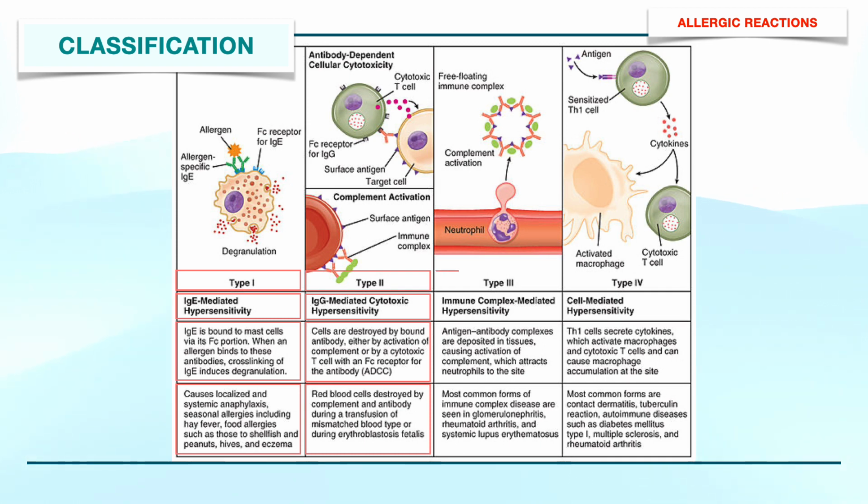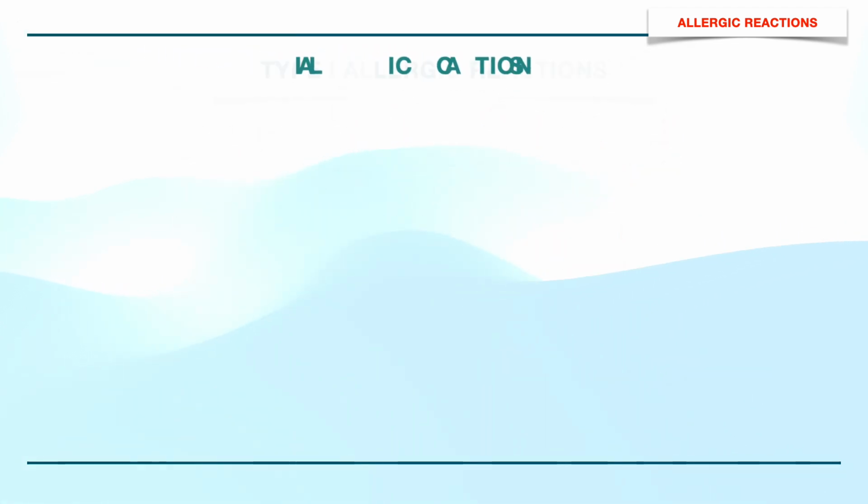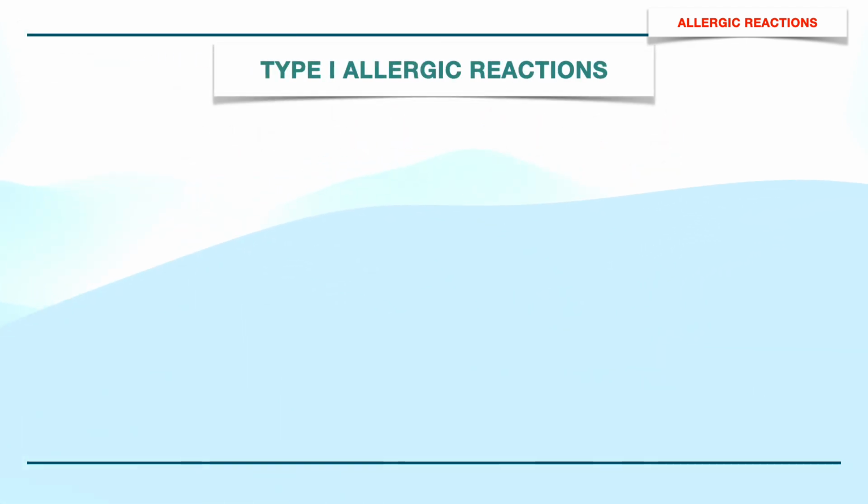Type 3 is immune complex mediated, wherein antigen-antibody complexes are deposited in tissues, and it is involved in glomerulonephritis, rheumatoid arthritis, and SLE. Type 4 is cell-mediated, involving the helper T cells, and is commonly associated with contact dermatitis and autoimmune diseases. In this video, we will focus on type 1 allergic reactions.